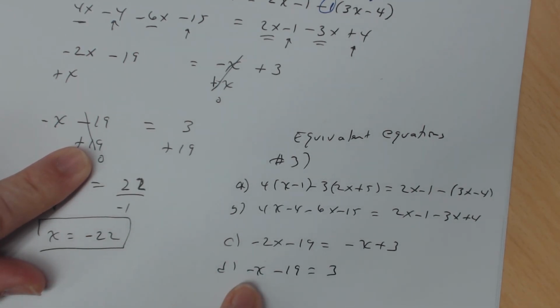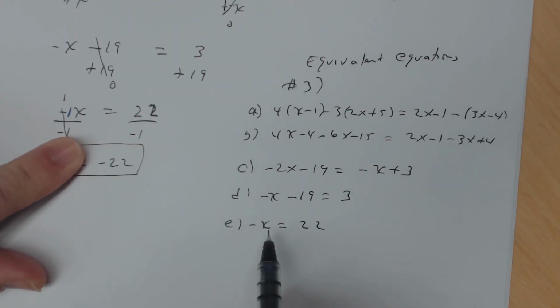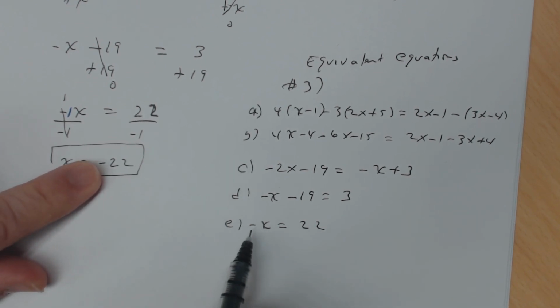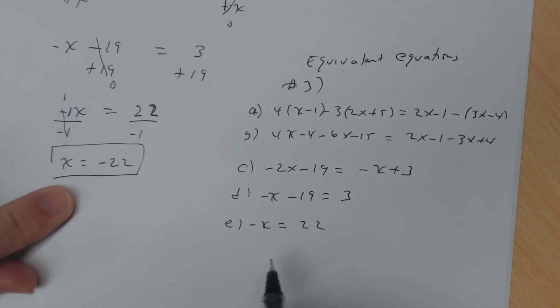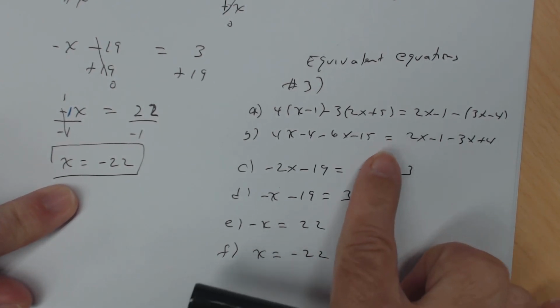So if I plug in negative 22 here, remember this means the opposite of negative 22. So the opposite of x, negative 22, is 22. 22 minus 19 is 3, and that's what you wanted. And then E, negative x equals 22. So if x is negative 22, the opposite of negative 22 is 22, and 22 equals 22. And then your final answer, x equals negative 22. So if I plug in negative 22 into x, negative 22 equals negative 22. So all of these are equivalent equations.